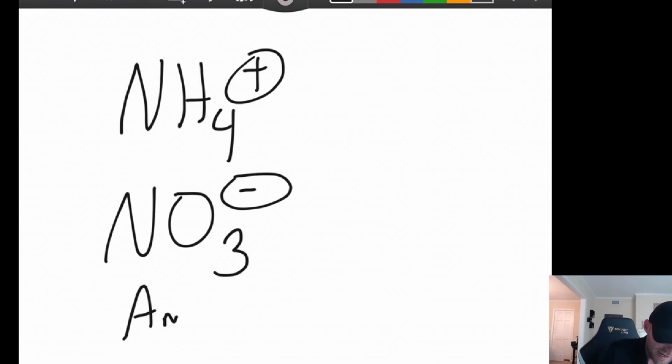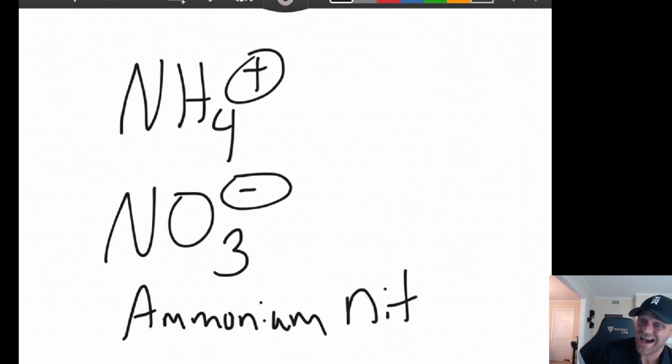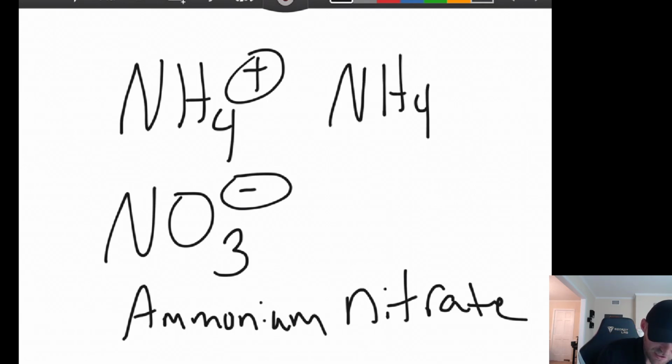I write the cation first, ammonium, but I use the name of the polyatomic ion. I don't say nitrogen tetrahydrogen, nitrogen trioxide, okay? That's why I say it's important to treat the polyatomic ions as their own atom, okay? So ammonium and then nitrate. I don't do the ide either because, like I said, we treat them as their own atom. Okay, now this positive charge will match up with that negative charge and they end up balancing out. So if I write this out in an equation, I would do it probably like this.